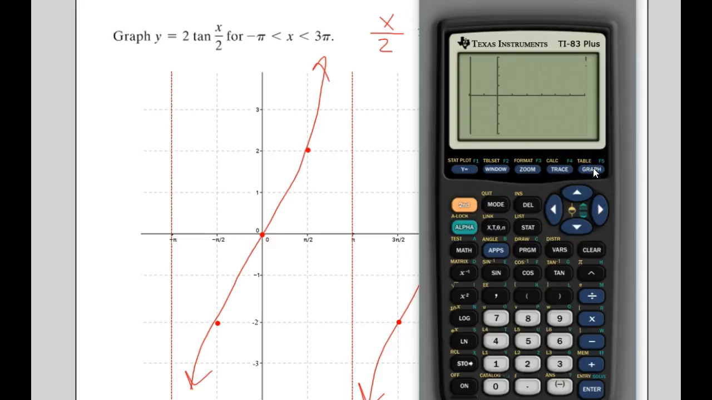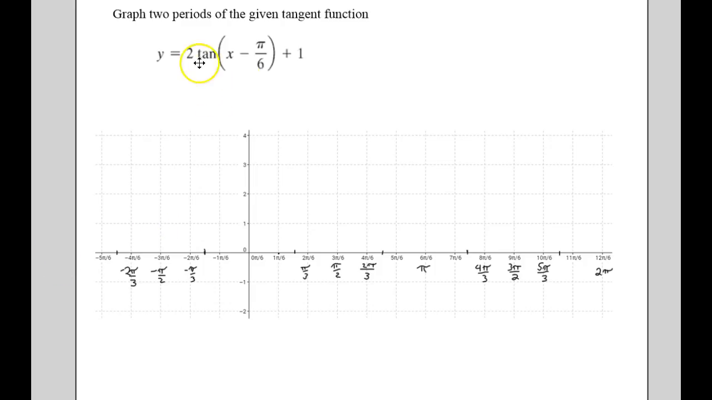And graph that thing. So again, this calculator is showing a vertical asymptote, vertical asymptote, vertical asymptote right along the edge. I can hit trace. I can tell it to plug in 0. I should get 0 out. If I plug in negative pi over 2, I should get negative 2 out. Anyway, you can use this to verify just like we did with the cosines to make sure we've plotted it right. Alright, let's look at one that's got a vertical shift in there as well.